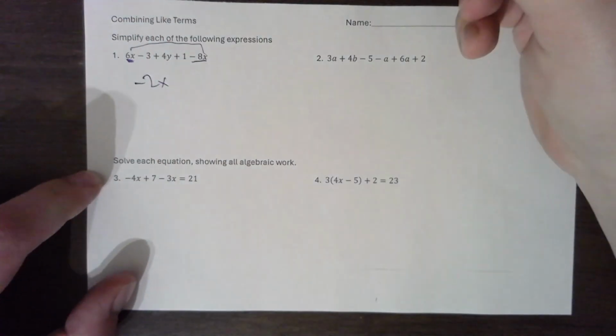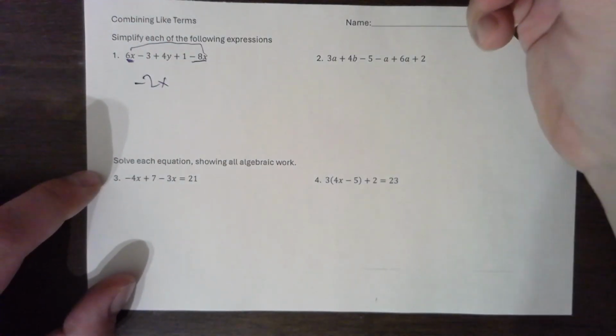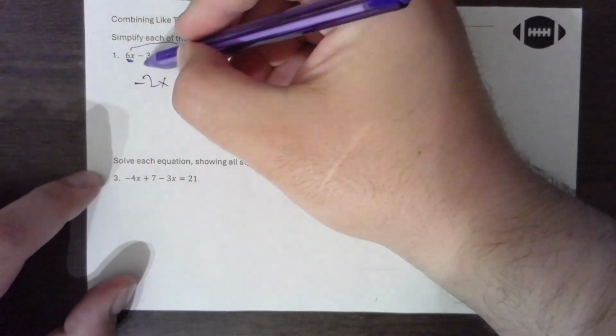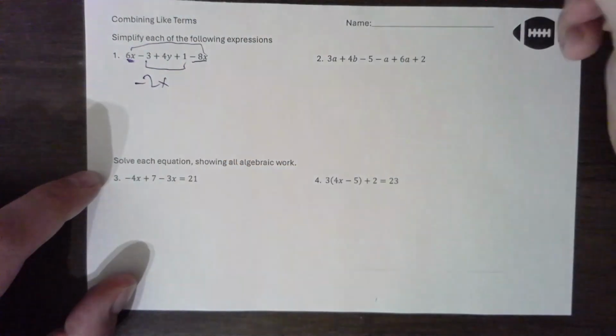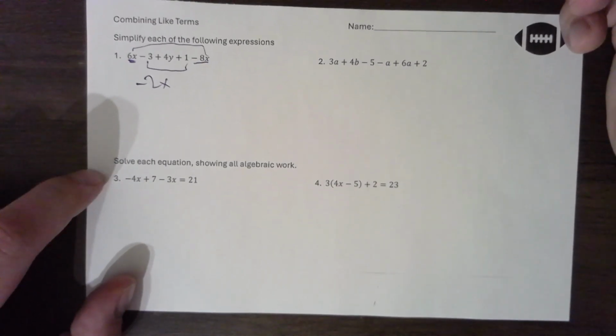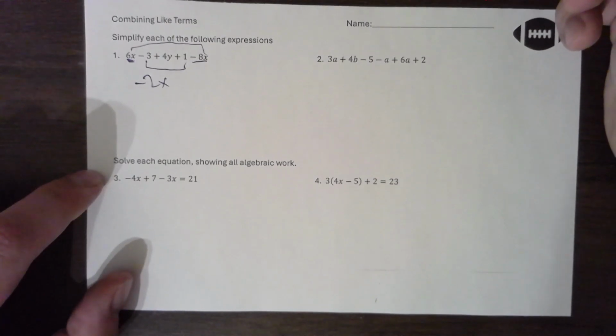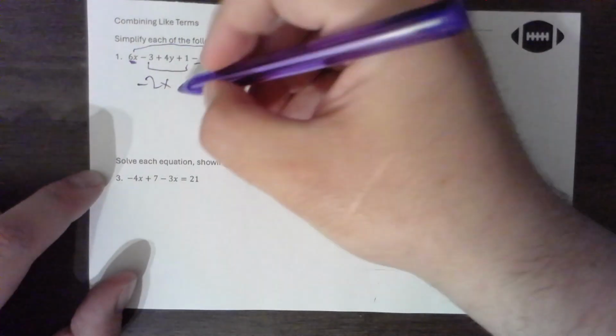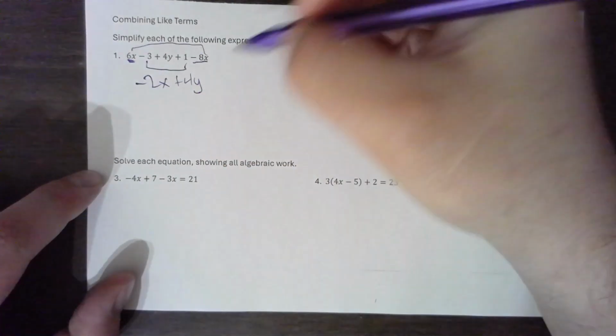Alright, now is there anything else up here we can combine? Oh, we got negative 3 and 1. We can combine those because they're just regular old constant whole numbers with no variables. And then we do have the y here. Let's just drop that down here. So we have negative 2x plus 4y.